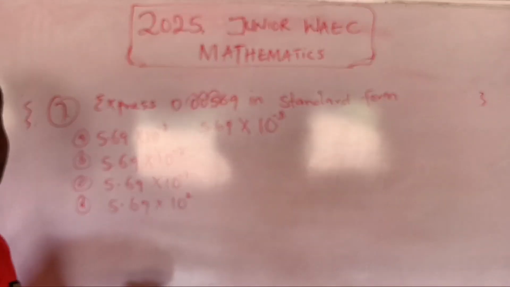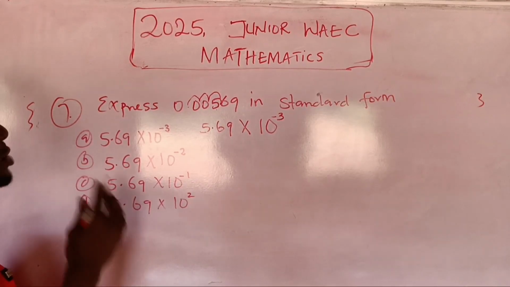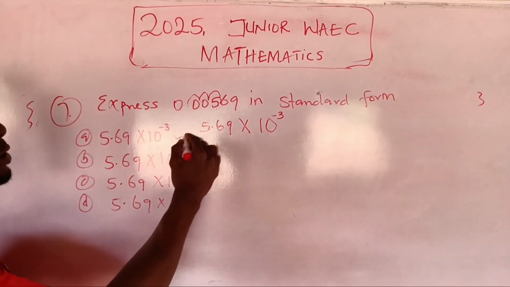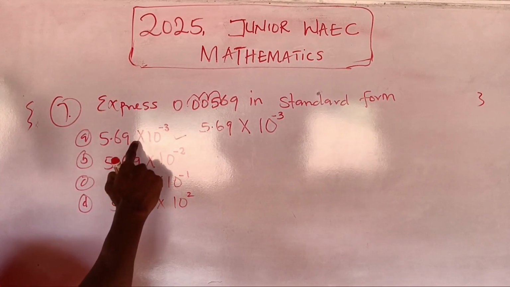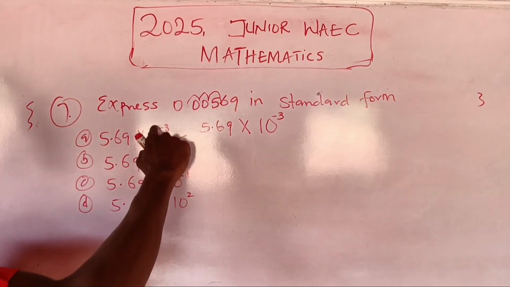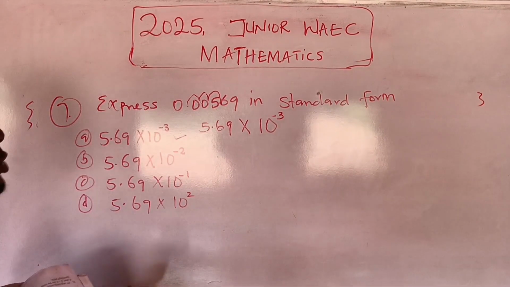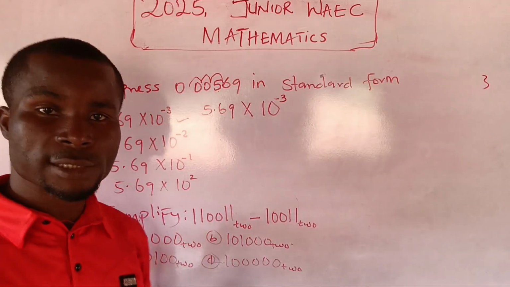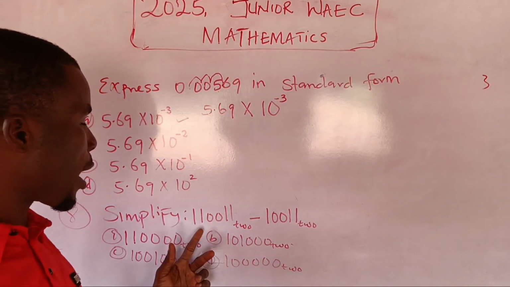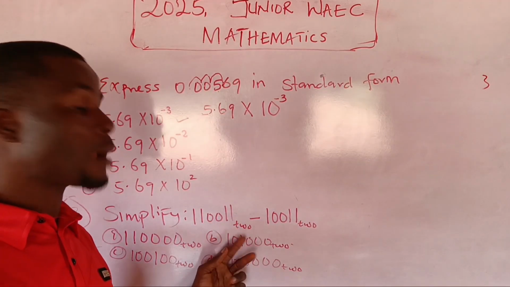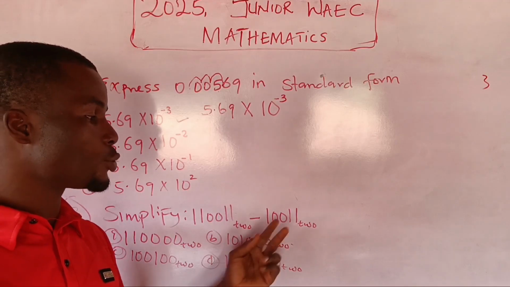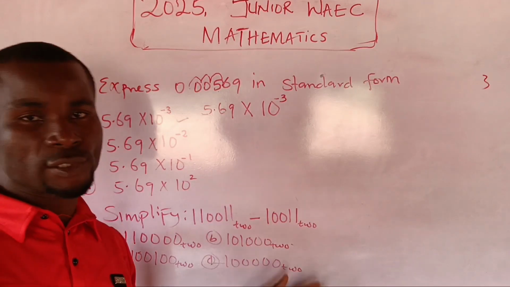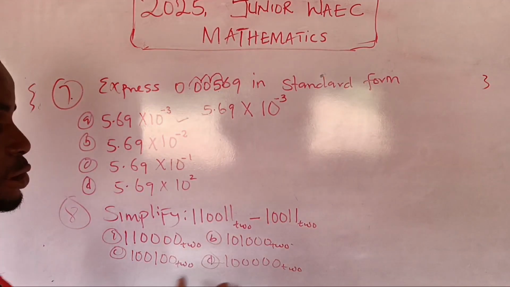Now let's check the options to know which one is the answer. Option A is the answer: 5.69 times 10 raised to the power of minus 3. Now let's go to question 8. Question 8 says, simplify 110011 base 2 minus 10011 base 2. And these are the options.